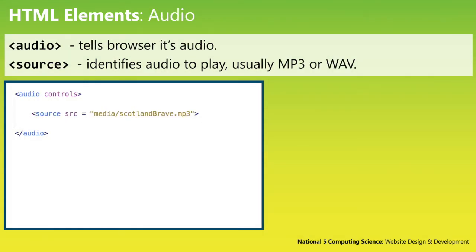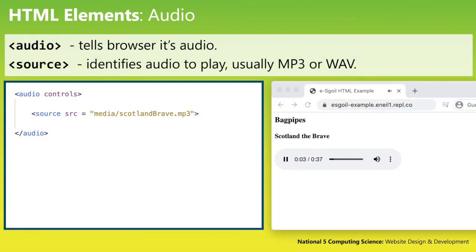Inserting an audio clip to our website is very similar to inserting a video clip. The only difference is, instead of using the video tag, we use the audio tag. Audio tells the browser that we're inserting an audio clip, and then the source src tag tells the browser what the clip is going to be, usually an MP3 or a WAV file. So if I render that in the browser, I will get this here. And as you can see, we have a simple audio player with the option to play and pause that clip.